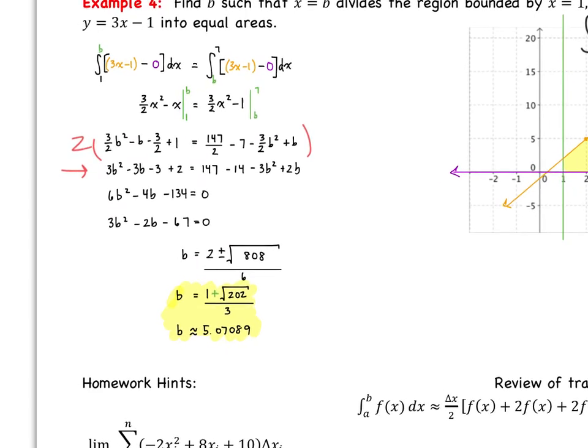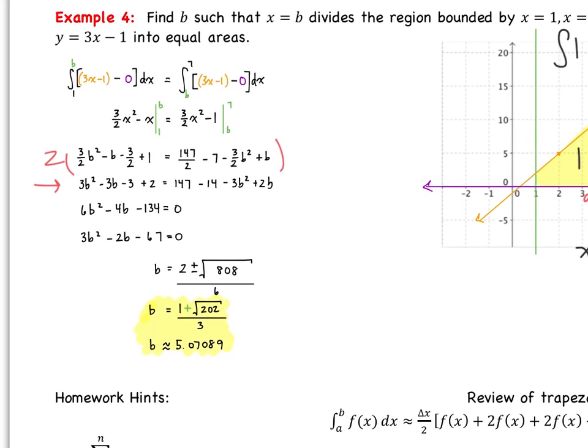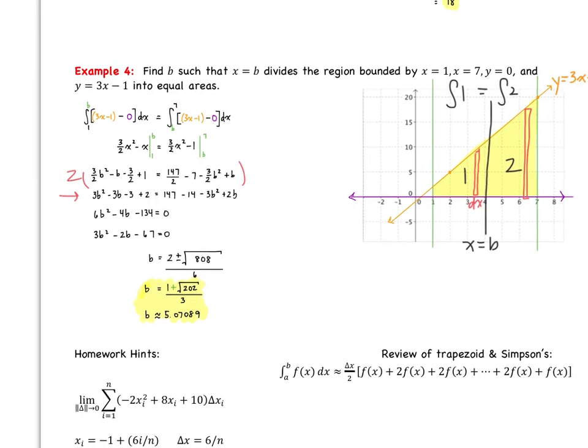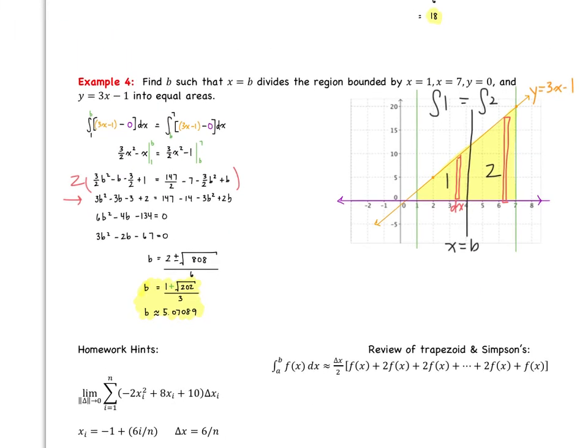And so we do that, and we get our final answer of about 5.07089, or our exact answer of 1 plus root 202 all over 3. So that x value is what divides this entire region into 2 equal areas.